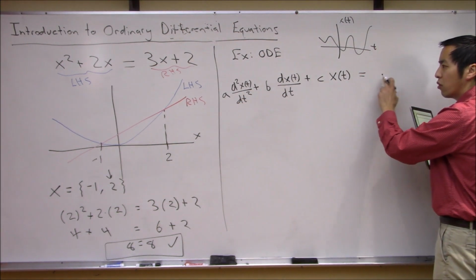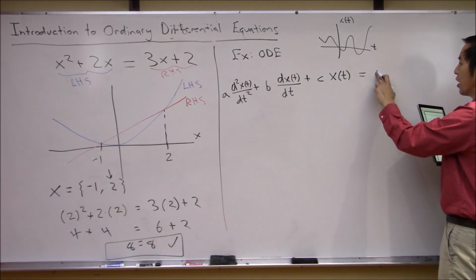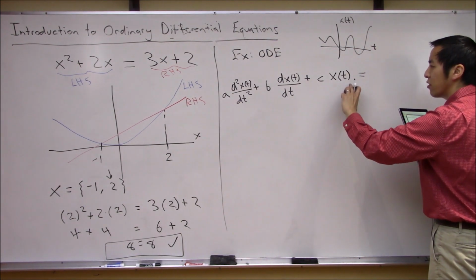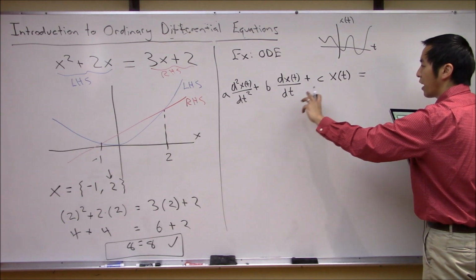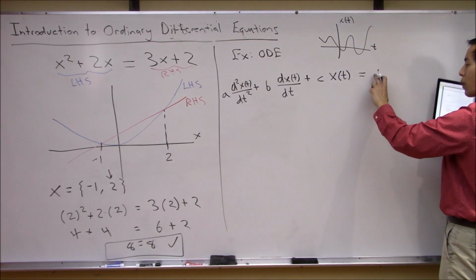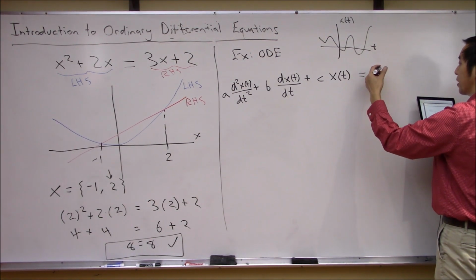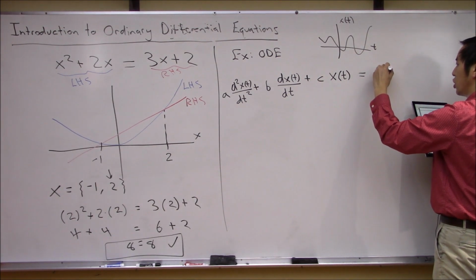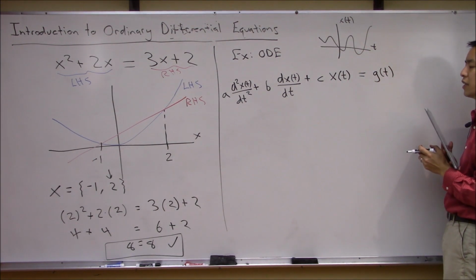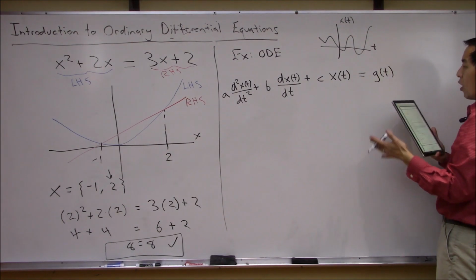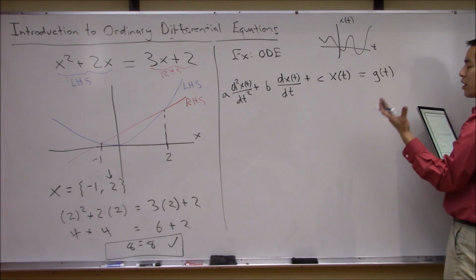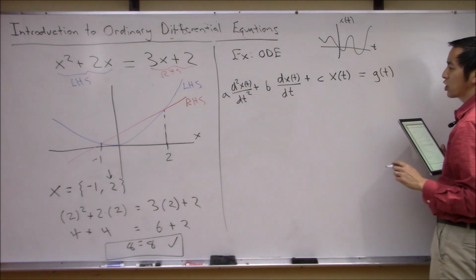Well, it has to equal something. What's the right-hand side? We said that this left-hand side is going to be a function. It's not just a single value. So the right-hand side also should be a function. Let's make something up. Let's say this is g of t, some other function of t. Okay, so this is an example of an ordinary differential equation, and in fact, this is actually more special.